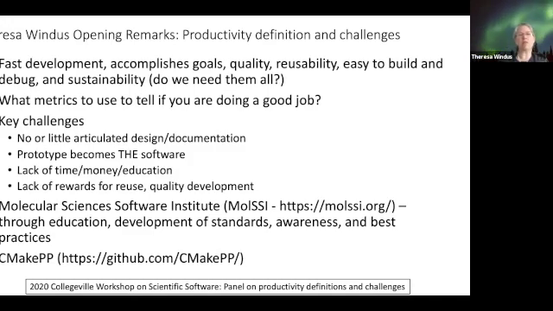What are the metrics that you want? And how can you tell if you're meeting those metrics, right? That's a very challenging thing to do well. So I'm going to move into some of the key challenges. You've heard quite a bit about most of these.